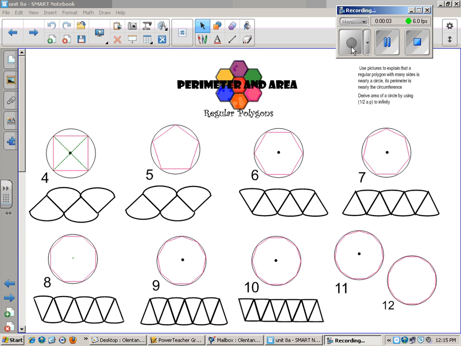There we go. Find the area of regular polygons. So what I did was I took the polygons and I circumscribed a circle around them. All right, so here's a quadrilateral and a pentagon and a hexagon and a heptagon and an octagon and a nonagon and a decagon and an undecagon and a dodecagon. Can you see what's happening to the figure as we get more and more sides?